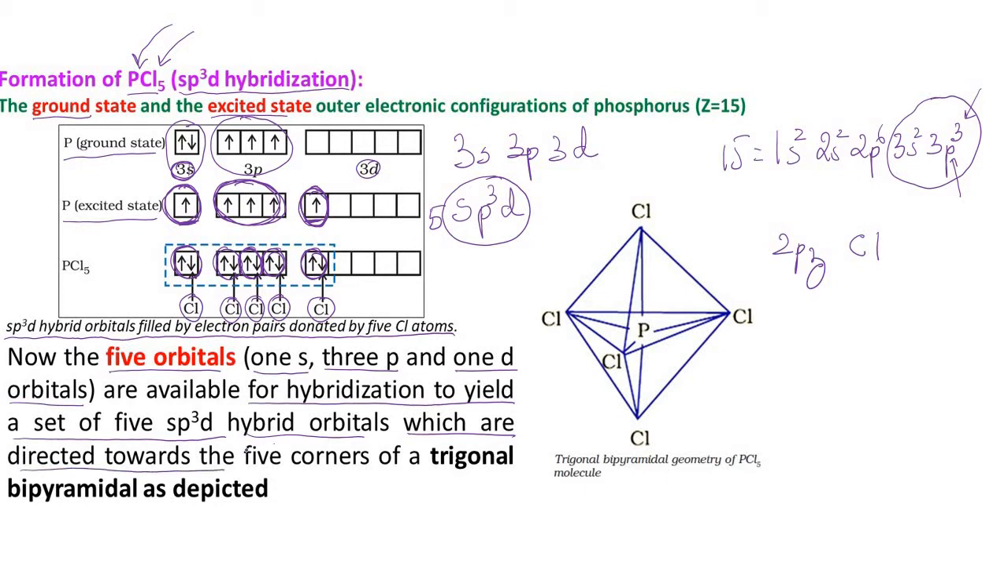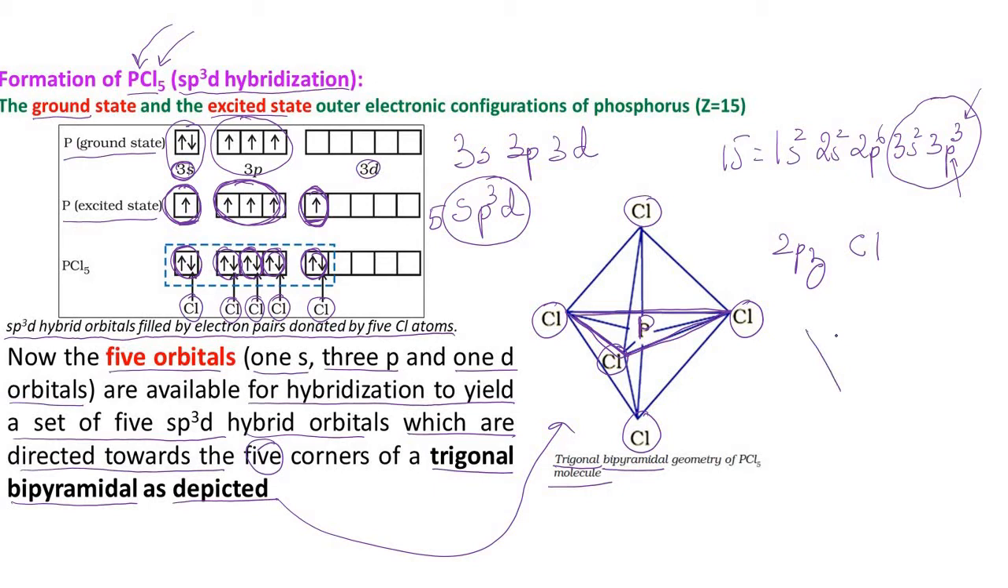directed towards the 5 corners of a trigonal bipyramid, as depicted in this diagram here, right? So here what you can see, phosphorus is present at the center, and this is trigonal, or we can call it triangular in shape, where you can see 3 chlorine atoms are present at the corners of the triangle and the remaining 2 are present above and below. Such a shape is nothing but called trigonal bipyramidal.